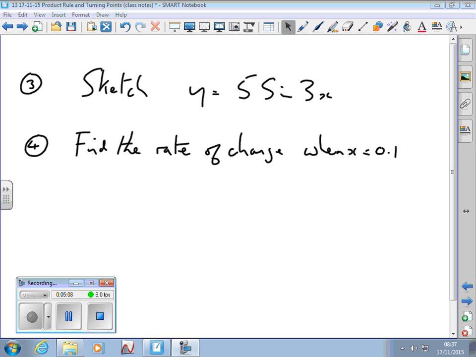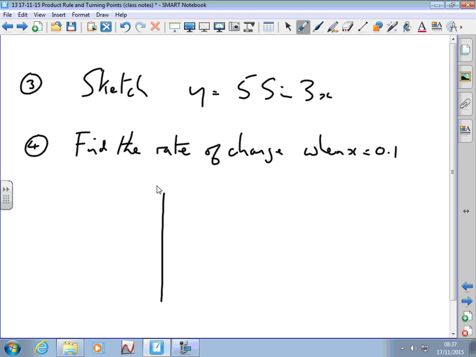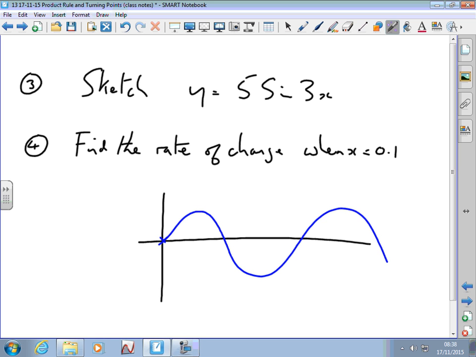So 3 and 4 is similar, isn't it? Sketch the curve. So I put some axes on. And I know the sine wave starts at 0 unless there's some sort of phase difference, unless I had some sort of alpha in here, or phi, some sort of phase angle, which would shift it left or right. So if it's y equals 5 sine 3x, it's going to go through the origin, and it's going to look like this. If I was asked to sketch it, something like that. I might continue at this side as well. So that's a sine wave.